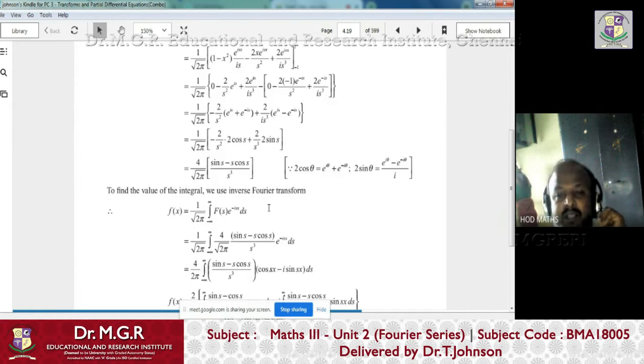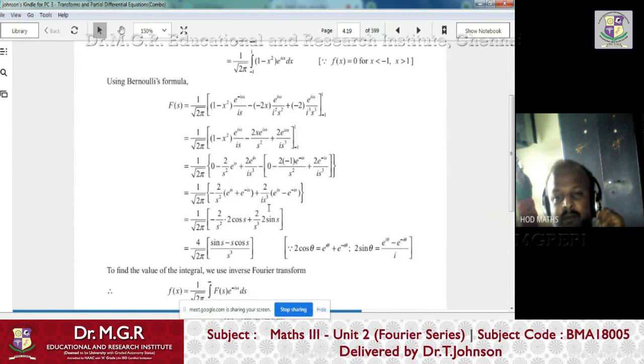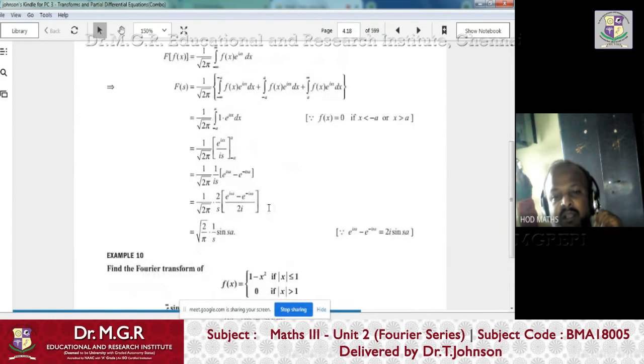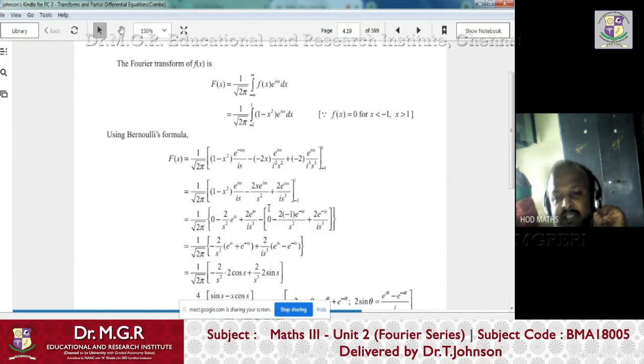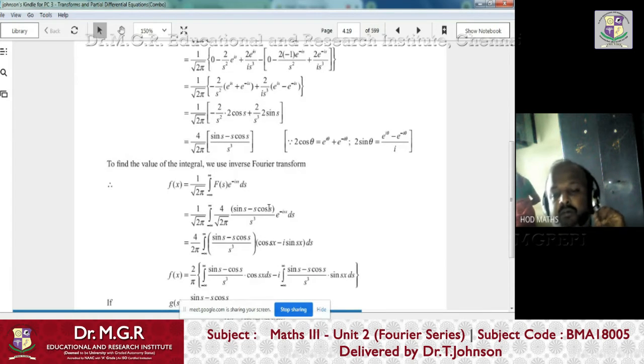Okay. But you may ask, sir, this is the end of the problem? No, because in the problem, they are not only asking to find the Fourier transform, they are also asking to show this integral value is equal to 3 pi by 6. But how to evaluate this? Using the Fourier transform, right? For that, what you have to do now, you have to apply inverse Fourier transform.